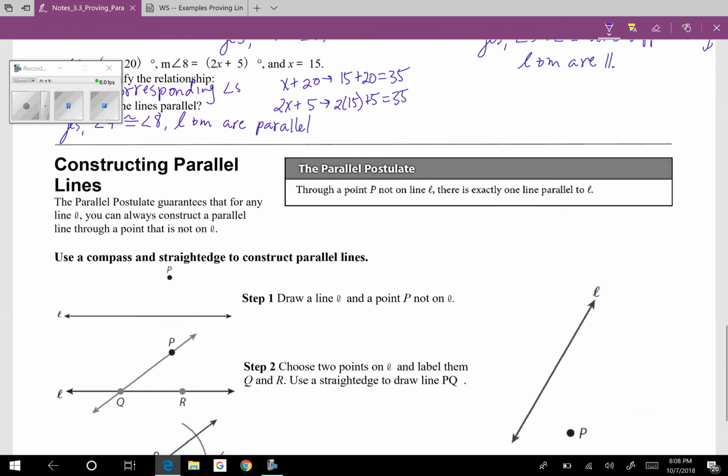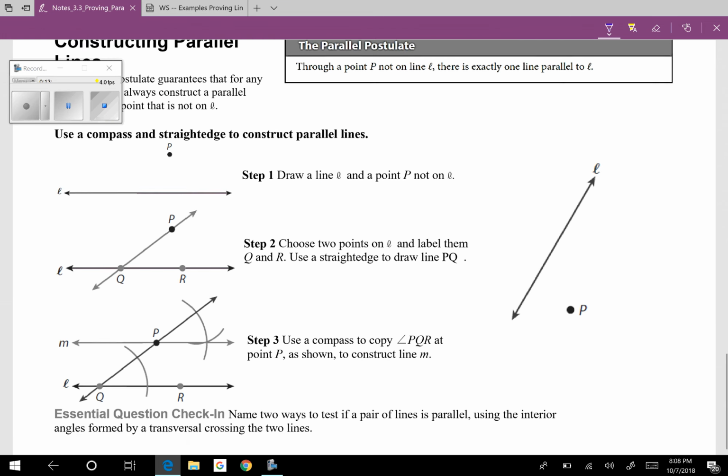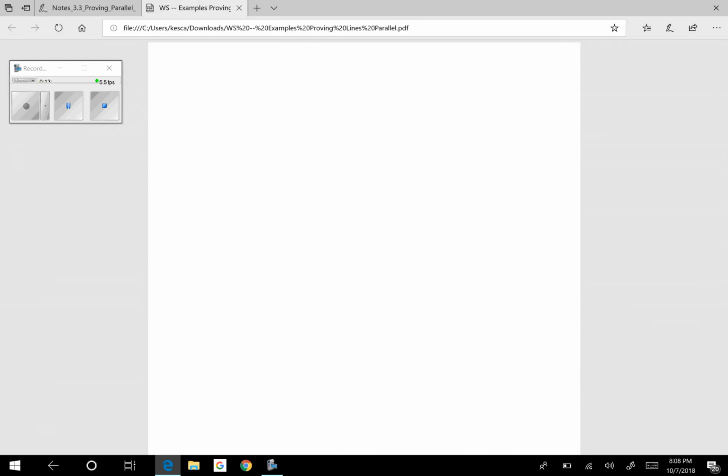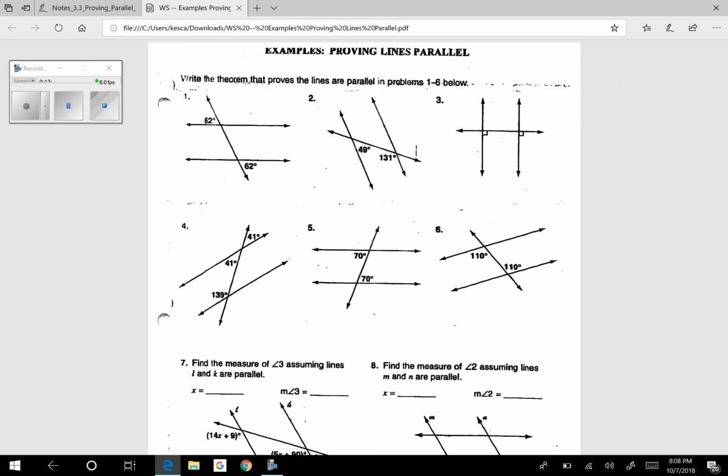We're going to come back to this constructing parallel lines later. So we're done with the notes portion right now. So everybody do me a favor. We're going to go over to our assignment, the yellow paper. So we're going to start off with a couple of these problems. So it says write the theorem that proves the lines are parallel in problems 1 through 6 below. So essentially I want you guys to tell me why these two are parallel just based on the angle relationships that they give us. Okay, so let's go on ahead and see here.